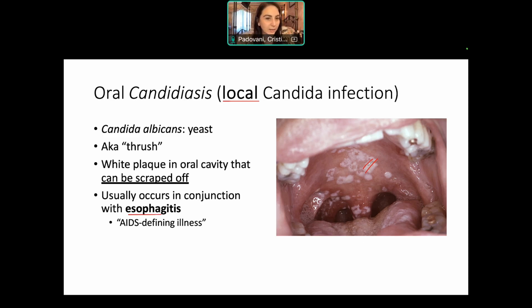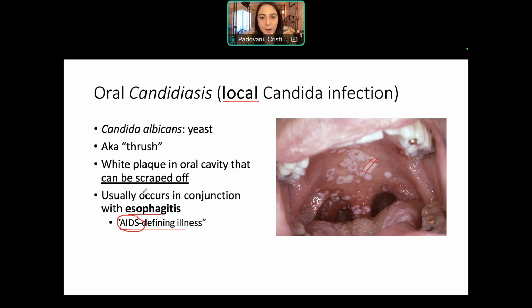That is an AIDS defining illness. What AIDS defining illness means is basically the only patients that can get it are someone that's very immunocompromised. It's not just saying, oh, it's only patients with AIDS. I know it's kind of annoying because it's like AIDS defining. It's not only people with AIDS, but you have to be very immunocompromised in order to get it, like an AIDS patient is. Okay.